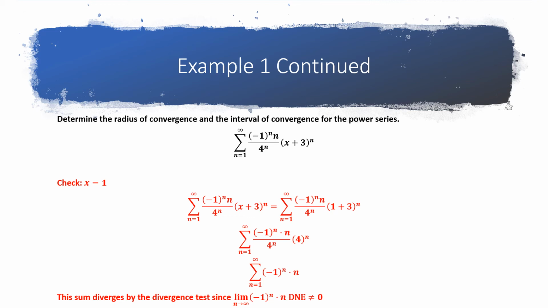Now again, I know that this series, or this sum that I'm working with now, is also going to diverge, because I know that the limit as n goes to infinity of (-1)^n times n doesn't exist. I know it oscillates. And so because it doesn't exist, it does not equal 0, and that tells me that it diverges by the divergence test. So again, 1 is not included in my interval.